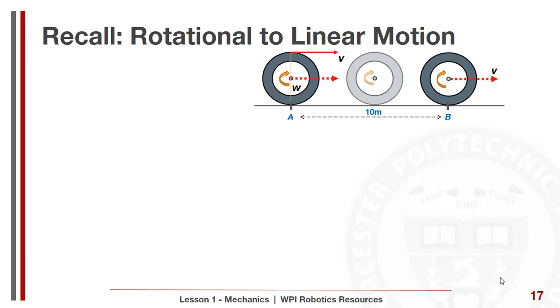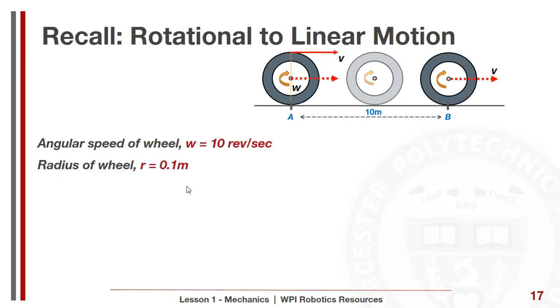So what do we do first? Well, we state what we know. First of all, we know from the question that the angular speed of the wheel is 10 revolutions per second. Here I'm using W instead of omega, but that is the same thing. So the angular speed is 10 revolutions per second. And what else do we know? We know the radius of the wheel is 0.1 meters. And so that's how wide the wheel is, 0.1 meters.